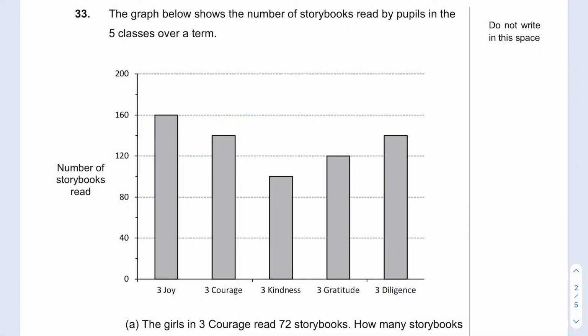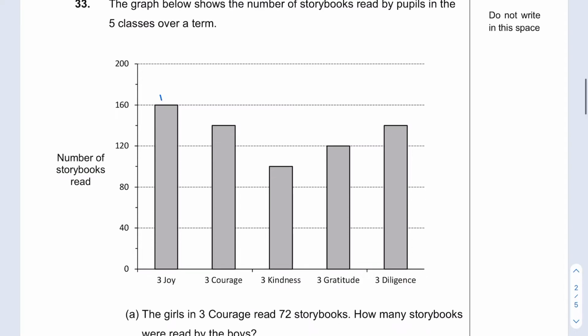Question 33. The graph below shows the number of storybooks read by pupils in 5 classes over 1 term. Now, I haven't looked at the rest of the questions yet, but it's good practice to write down the number represented by the graph for each one, okay? So for 3 Joy, we have 160. For 3 Courage, we have 140. 3 Kindness is 100. 3 Gratitude is 120. And 3 Diligence is also 140.